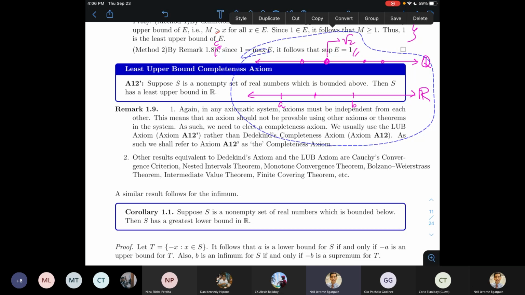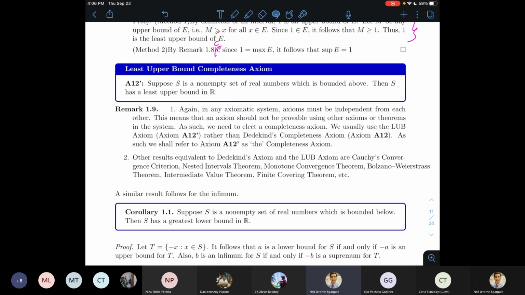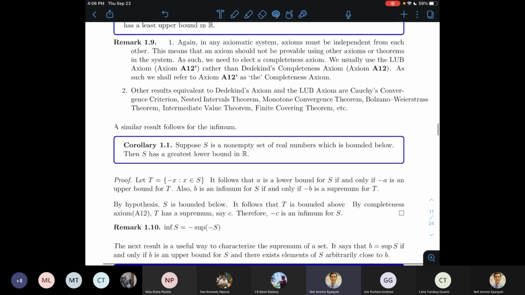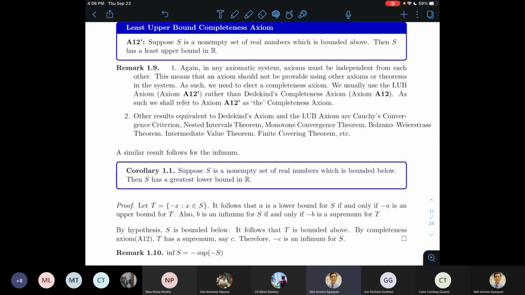Okay. And then I think we also started with, or basically let's recall what the LUB property is. So it says that any non-empty set of real numbers which is bounded above has a least upper bound. Okay, and we call the least upper bound the supremum of that set. So any non-empty set of real numbers has a real number as its supremum, in contrast to the set of rational numbers.